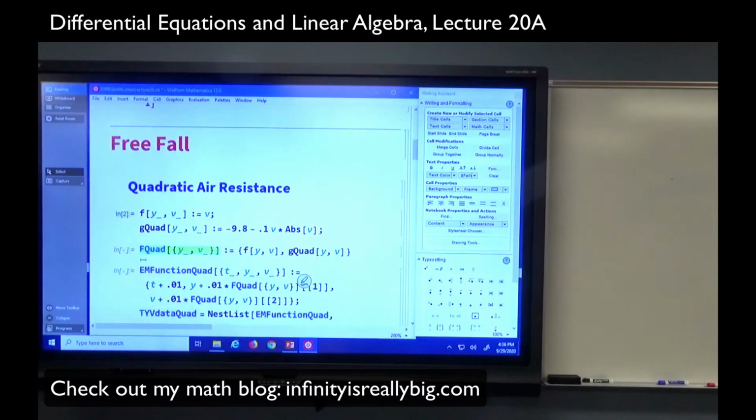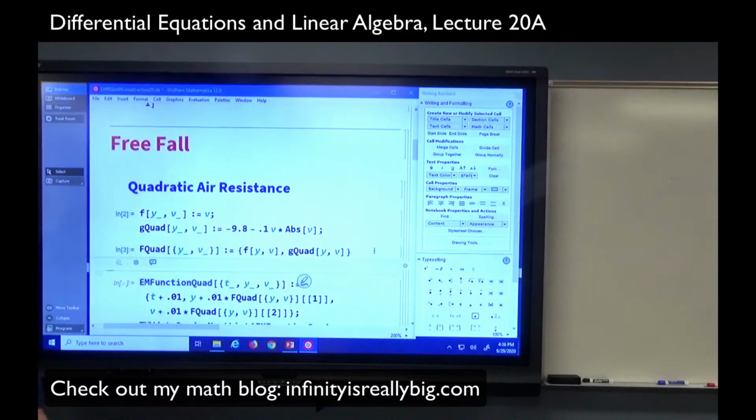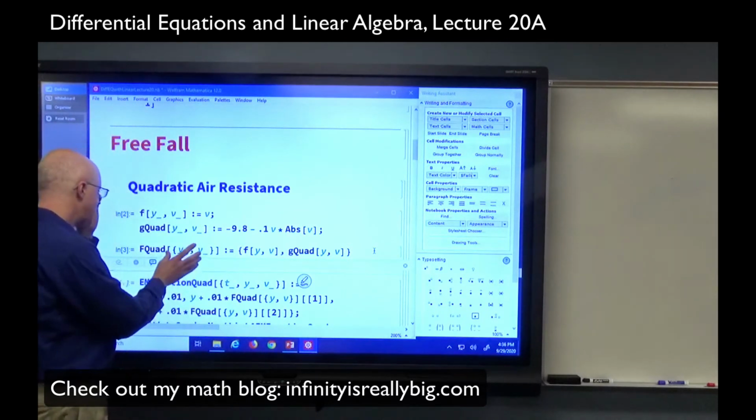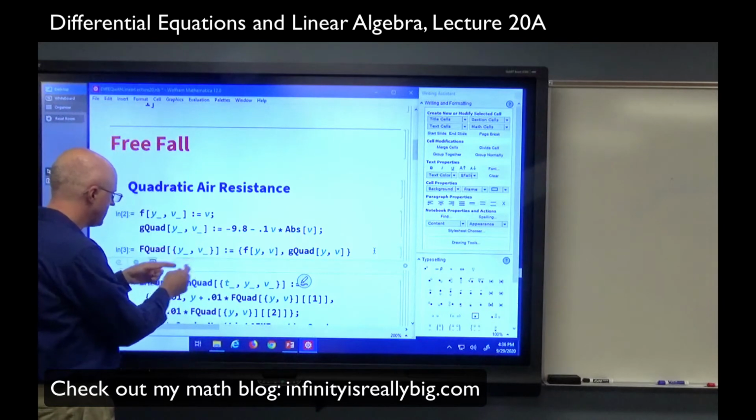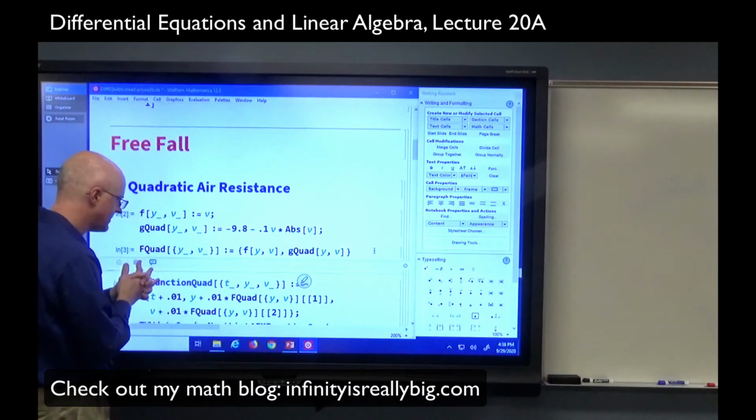I can put these together with a list with curly braces here to give me essentially the vector field. I made the input here be a list with two elements here. Didn't actually have to do that.